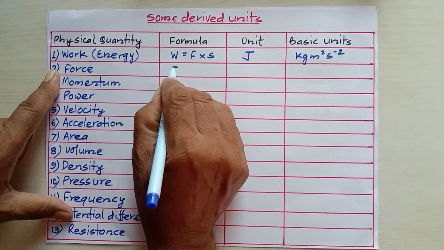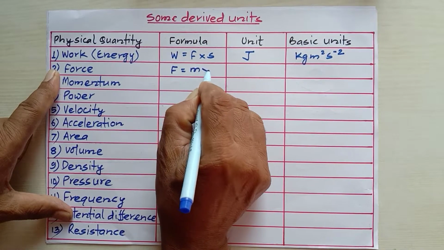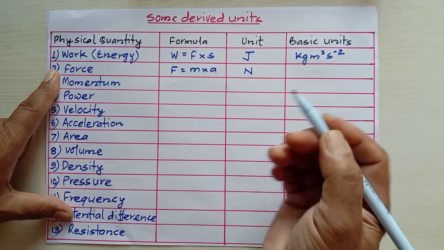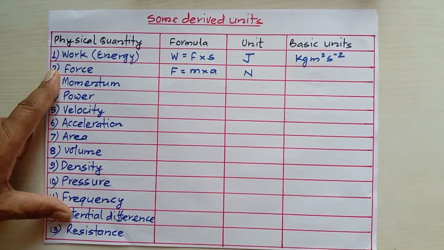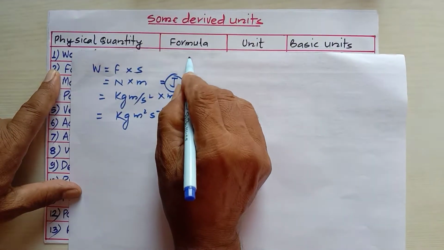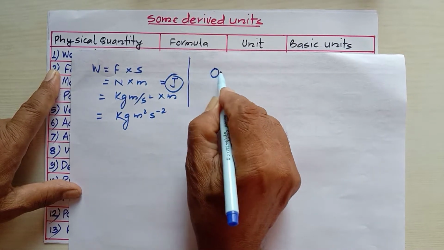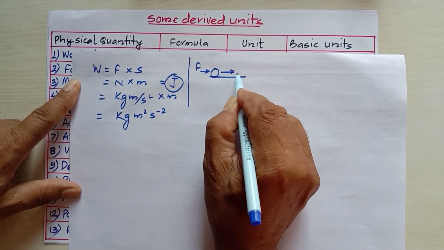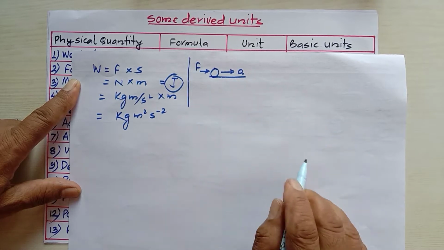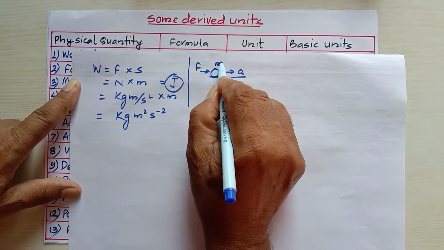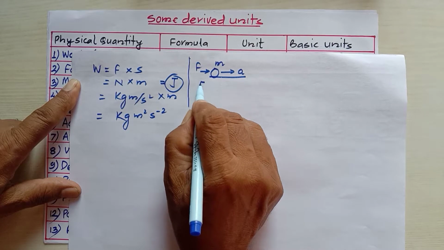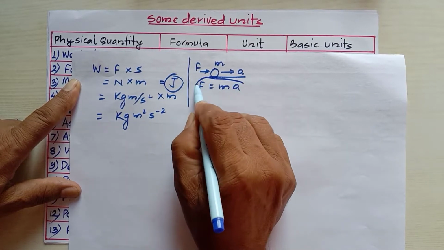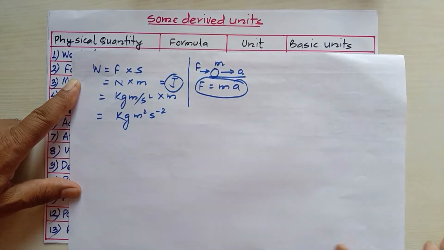Force. Force is equal to mass into acceleration. This is its formula and its unit is Newton, and we know that force is defined like this. This is a body. If we apply force on it, then the body comes in motion, and this motion is accelerated motion, and the mass is also involved, and force is equal to mass into acceleration. This is the outcome of Newton's second law of motion.